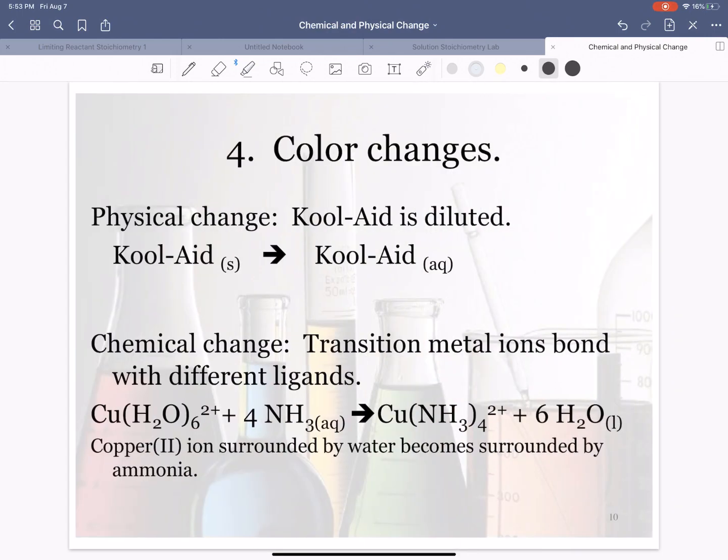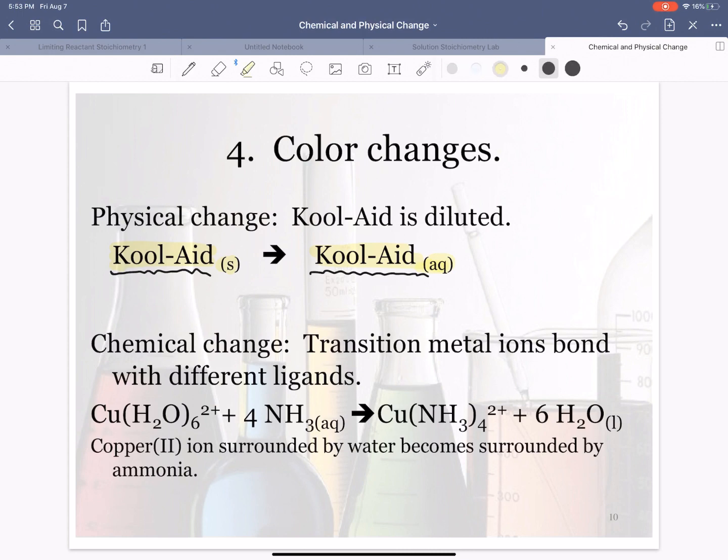The fourth evidence of change would be color change. In the previous example, I said if you put Kool-Aid in water, the particles that make up the mixture that we call Kool-Aid are all the same before and after, but they're spread out by the presence of water. And so whatever the intensity of the color is before is going to be less intense after. The color hasn't really changed, it's become less intense.